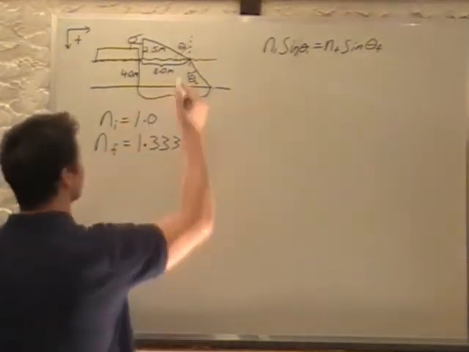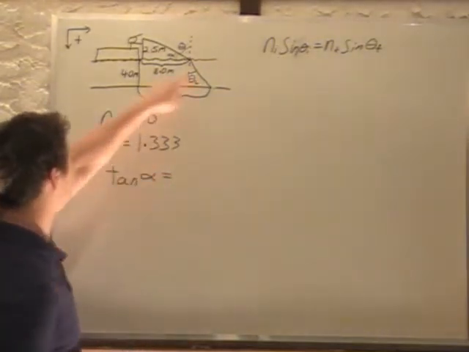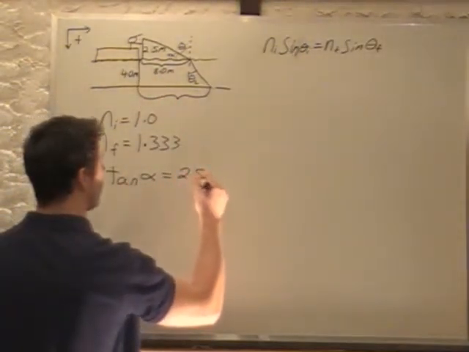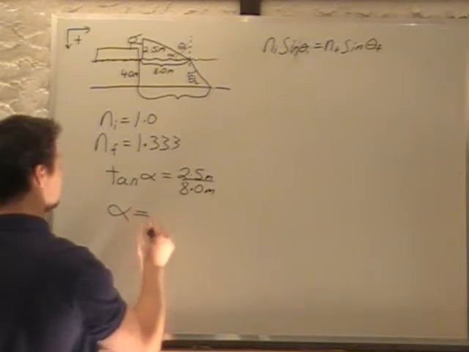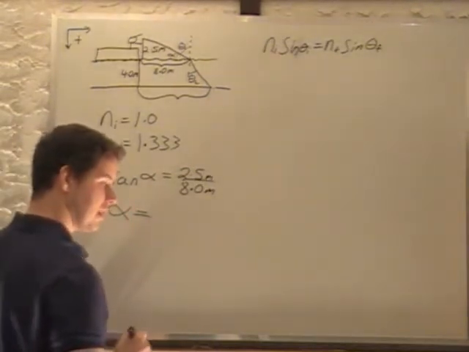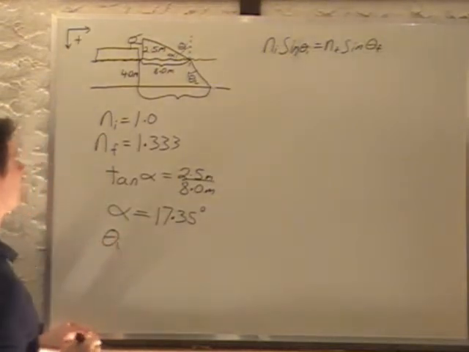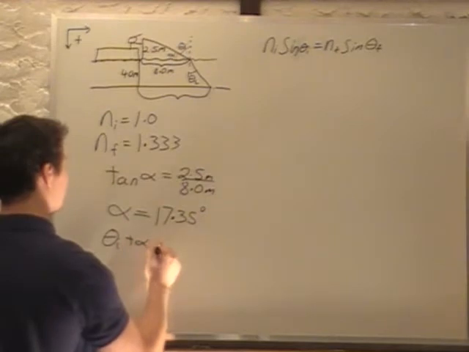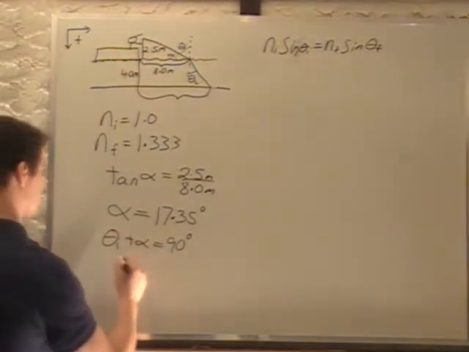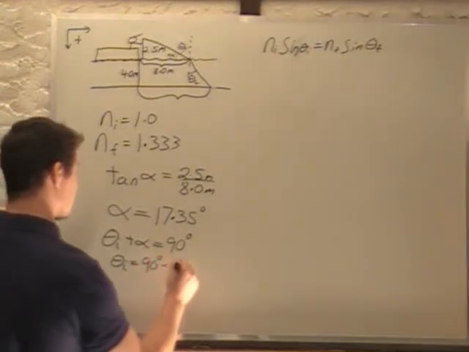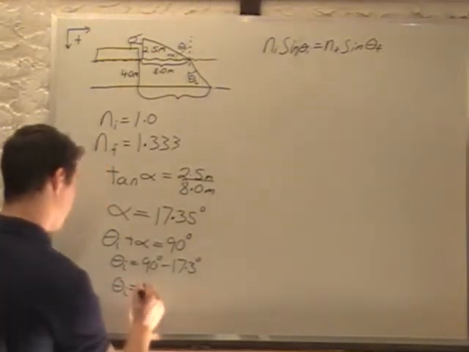So if we use tan, we're going to call this alpha. So if I say tan alpha is going to be equal to opposite 2.5 over adjacent 8.0. 2.5 meters over 8.0 meters. Okay? So I take the tan inverse. Alpha is 17.35 degrees. Okay? Now initial angle plus alpha equals 90 degrees, right? So this whole thing is a 90 degree triangle. And so theta initial is just going to be equal to 90 degrees minus that 17.3 degrees. So theta initial is just now 72.65 degrees.